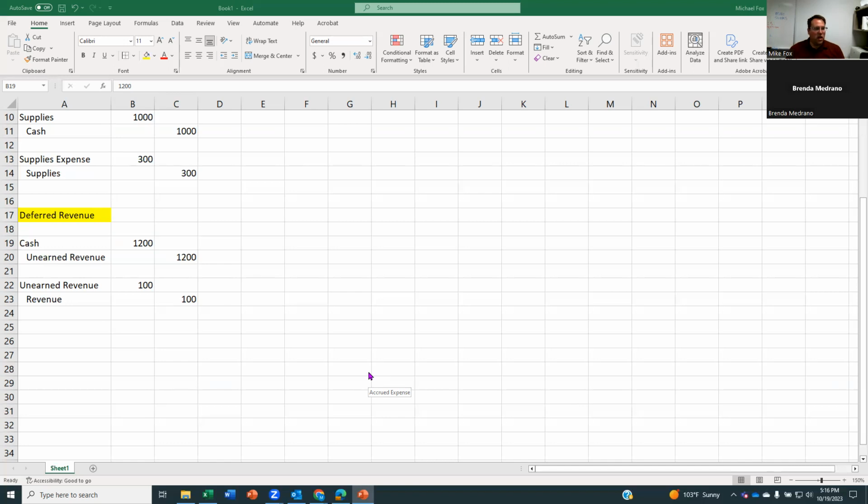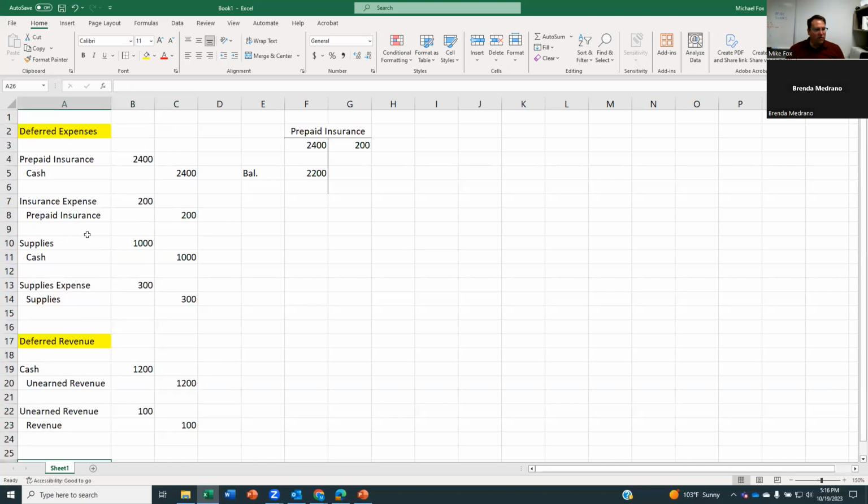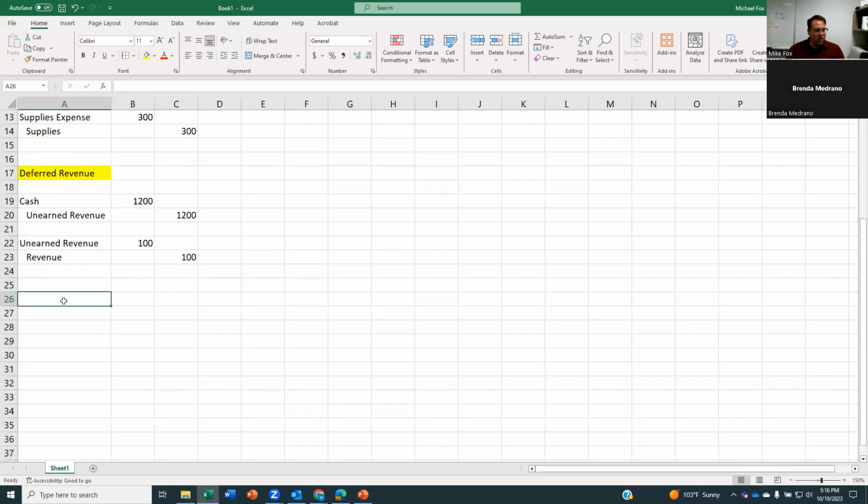Okay, good. All right. So these were our deferrals, deferred expense and deferred revenue. The third type of adjusting entry is called an accrued expense. To accrue something means to build or add it up over time. So accrued expenses are costs that add up over time, but we're not usually keeping track of them as we go. The most common type of accrued expense is what's called accrued salaries or accrued payroll.